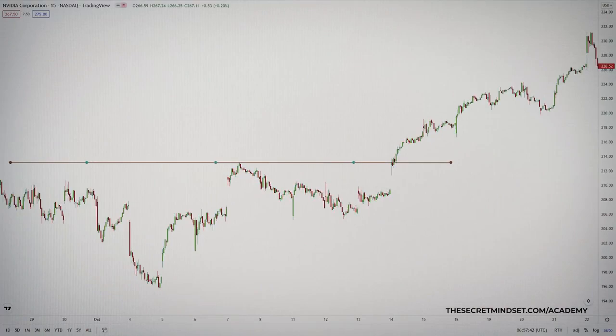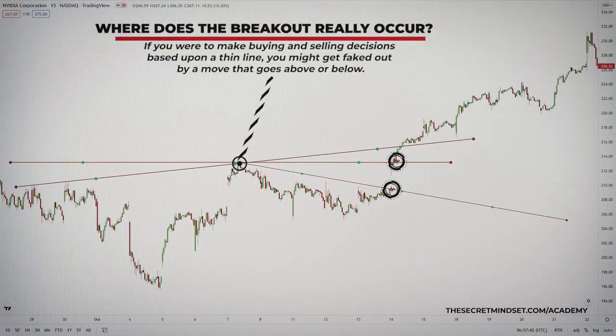Let's analyze this chart. Where does the breakout really occur? Where is the resistance? Is it at a very strict straight line, or is it somewhere between these lines that grow wider over time? The point is, if you were to make buying or selling decisions based upon a thin line, you might get faked out by a move that goes above or below, thinking the line has been violated, when in reality it has not.